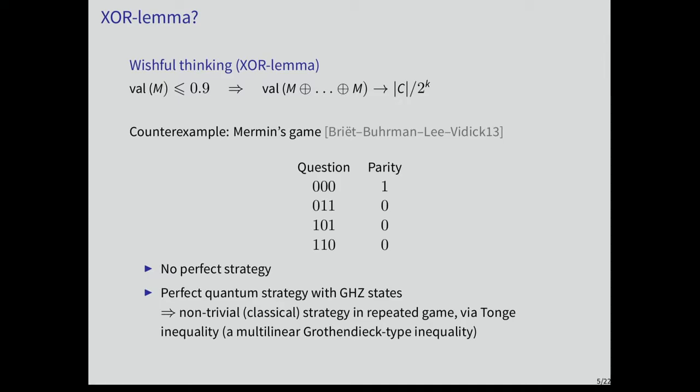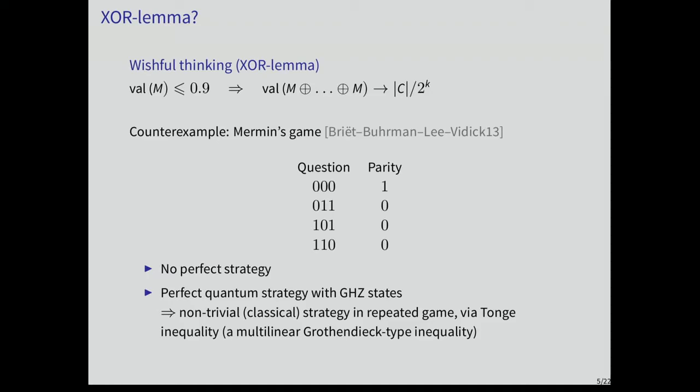You don't need to remember the details, but it is so simple that I just write it here. The judge will choose one of these questions, send these three bits to the three players, and expect the answers to be of this parity. What's so special about this game is, if you stare at it for a moment, you will realize that no matter what the players do, they can never force the judge to always accept. The judge can accept with probability at most 3/4. So there's no perfect strategy for the players.